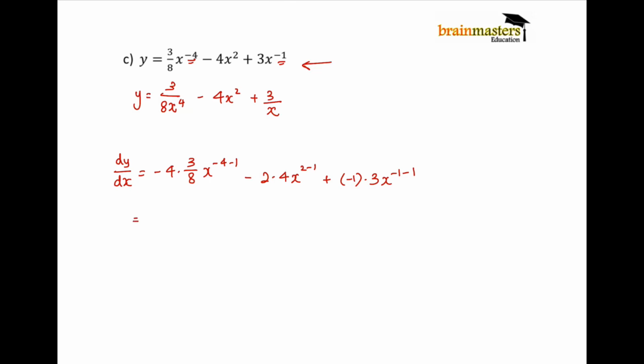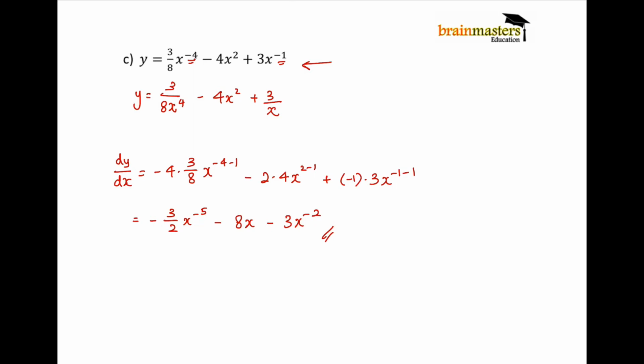What do I have? This will give me negative 3 over 2 x power minus 5, minus 8x, minus 3x power negative 2. So this will be the solution.